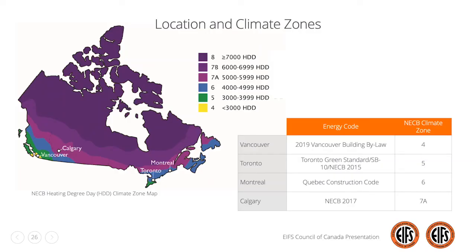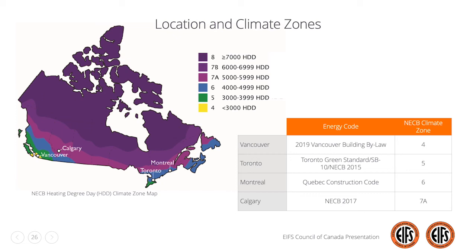With regard to what cities to examine, the study looks at 4 locations across Canada. Locations were selected to provide a cross-section of energy codes from the traditional to the more progressive, a spectrum of climate zones, 4 through 7A, as well as accounting for any differences in construction and operating costs.